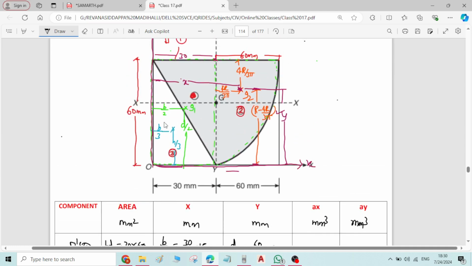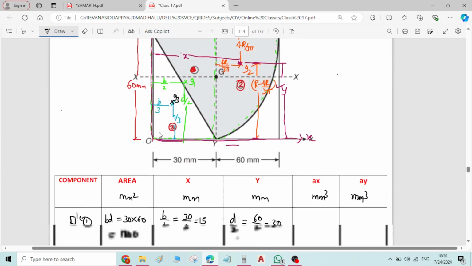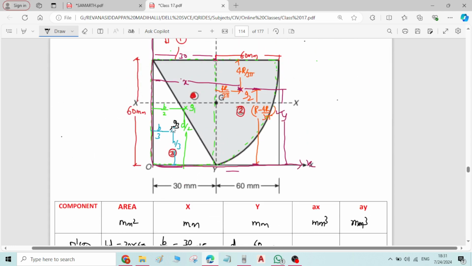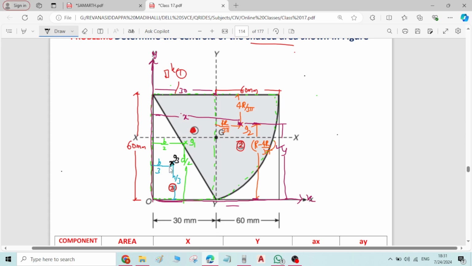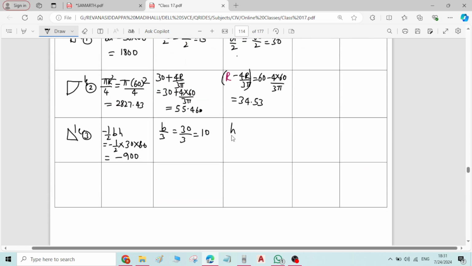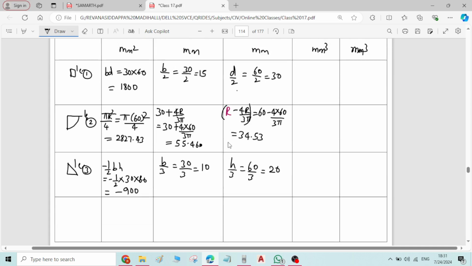Coming to the x value, the distance of this G3, the centroid of the triangle, from the reference y axis, it is b by 3. B is 30, divided by 3, 10 mm. And the y value for the right angle triangle, the distance of G3 from the reference x axis, is h by 3. H by 3, that is 60 divided by 3, that is 20 millimeter. Now we will calculate the AX and AY values.